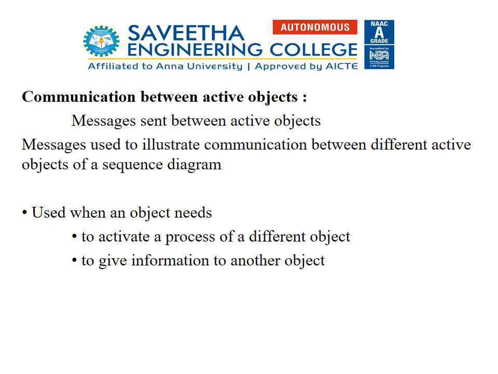Let us see what the communication between active objects is. It is nothing but the message sent between active objects, called communication. The message is used to illustrate the communication between different active objects of a sequence diagram. This is used when an object needs to activate the process of a different object or to give information to another object. The communication, or message passing, takes place.